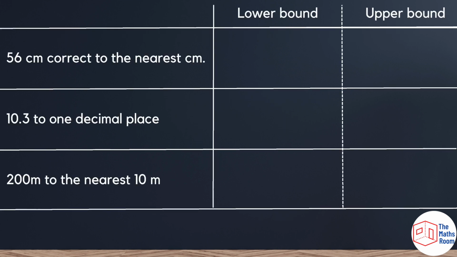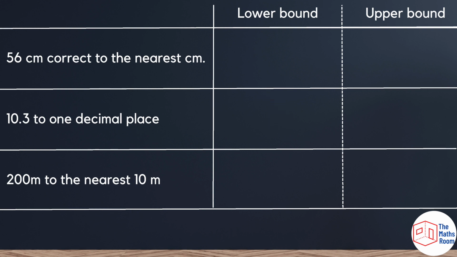Here are a couple for you to try. What you'll see as you're doing these is that a little bit of a trick to use is always to take whatever degree of accuracy you're working with and halve it. Then to find the lower bound, you'll just take that amount away, and to find the upper bound, you'll add that amount to it. Pause the video now if you want to give these a go.